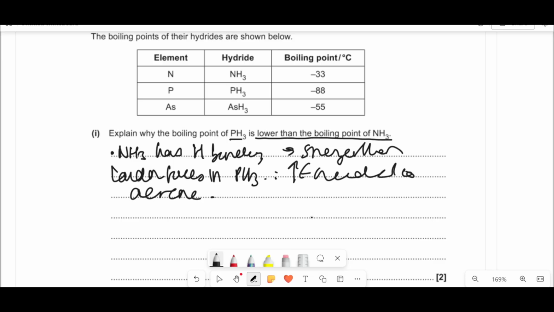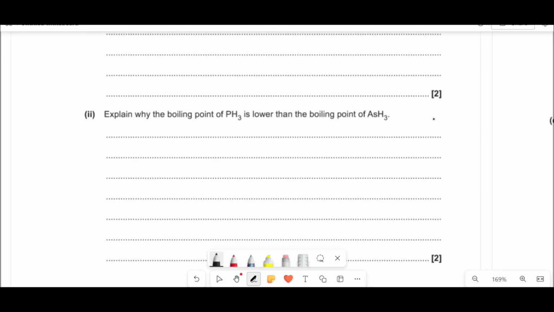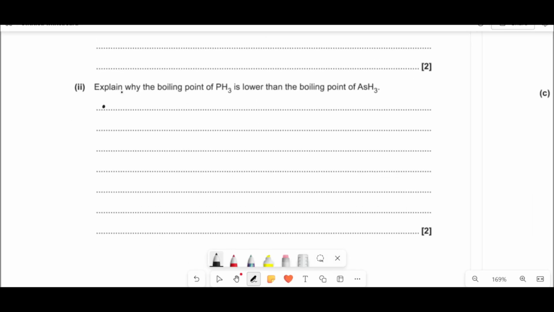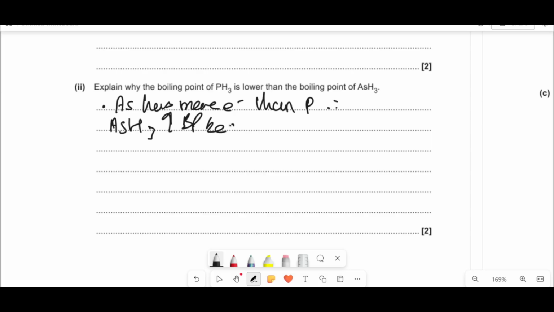And there you go. Explain why the boiling point of PH3 is lower than that of AsH3. If you look at PH3 versus AsH3, both of them have London forces, and they've got dipole-dipole interactions too, but they're both that. The only fundamental difference between these two is that this is bigger and it's got more electrons. That's exactly why: the As has more electrons than the P. Therefore, AsH3 has a higher boiling point because the London forces are stronger.